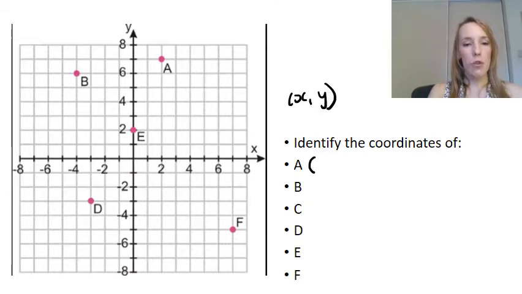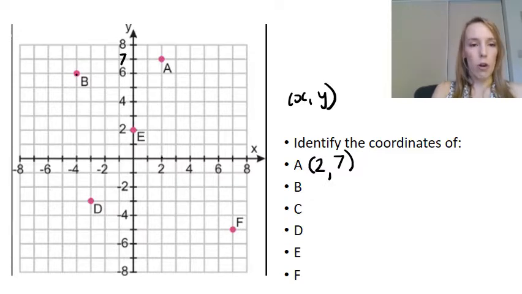So for A, we're going to drop down till we can read our X coordinate, which was 2. And then we're going to read across at what our Y coordinate is. So it's sitting there in between our 8 and our 6, which would make it 7. For B, find B, here it is. We're going to drop down and read our X coordinate, that's -4. And then across for our Y coordinate, 6.